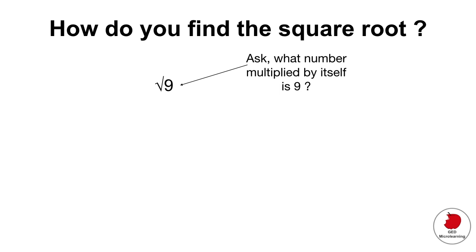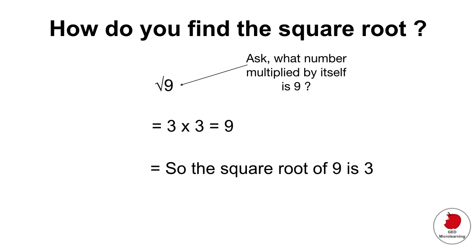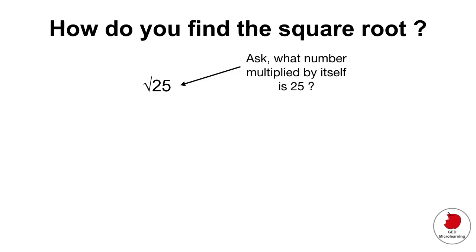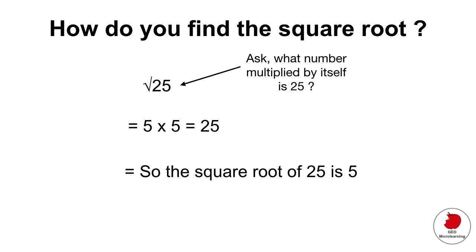So what number multiplied by itself would be equal to 9? It would be 3, right? Because 3 times 3 is 9. So the square root of 9 is 3. All right, let's try another one. What number multiplied by itself is 25? It would be 5, right? 5 times 5 is 25. So the square root of 25 is 5.